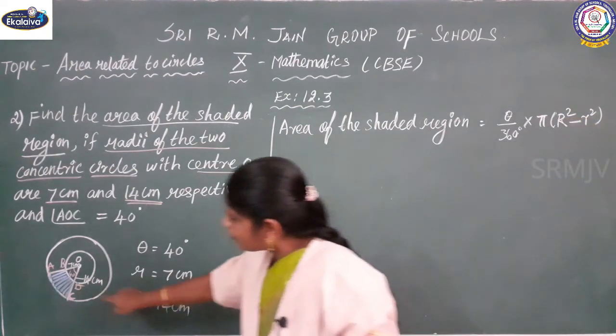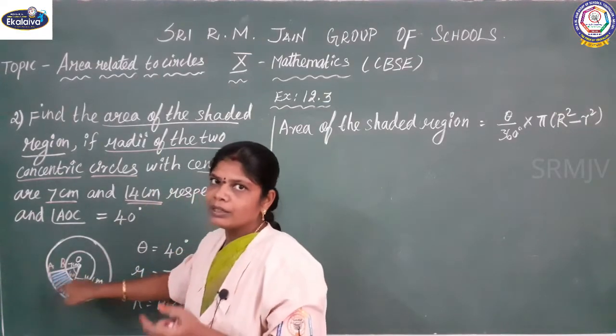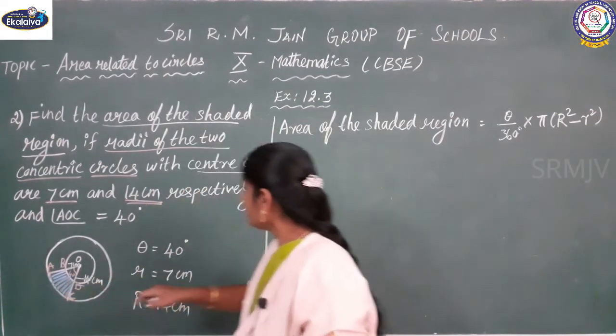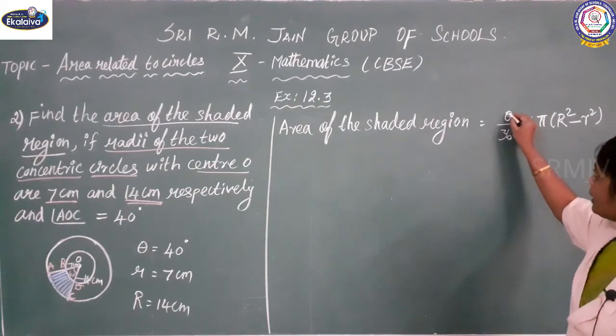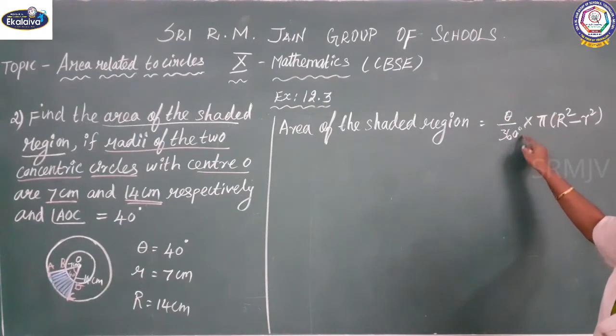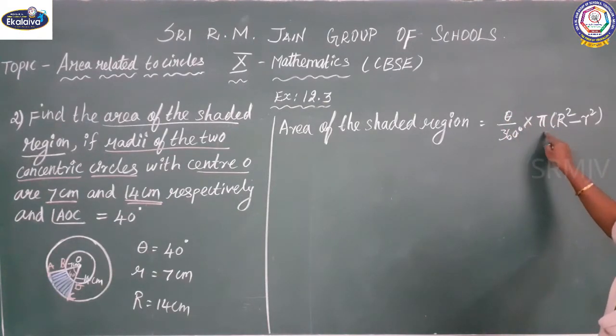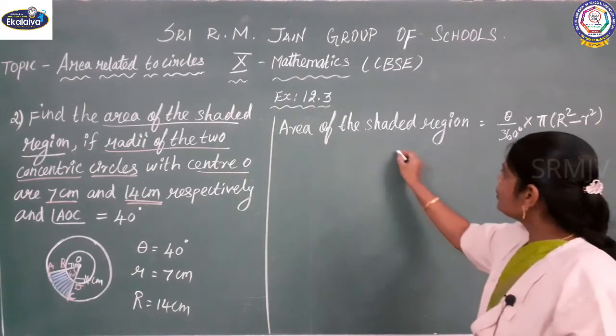Because this path we are going to find it, circular path. So we have the direct formula. Okay, so what is the formula? Theta by 360 degree into pi into R square minus r square. Okay, you substitute the value here.